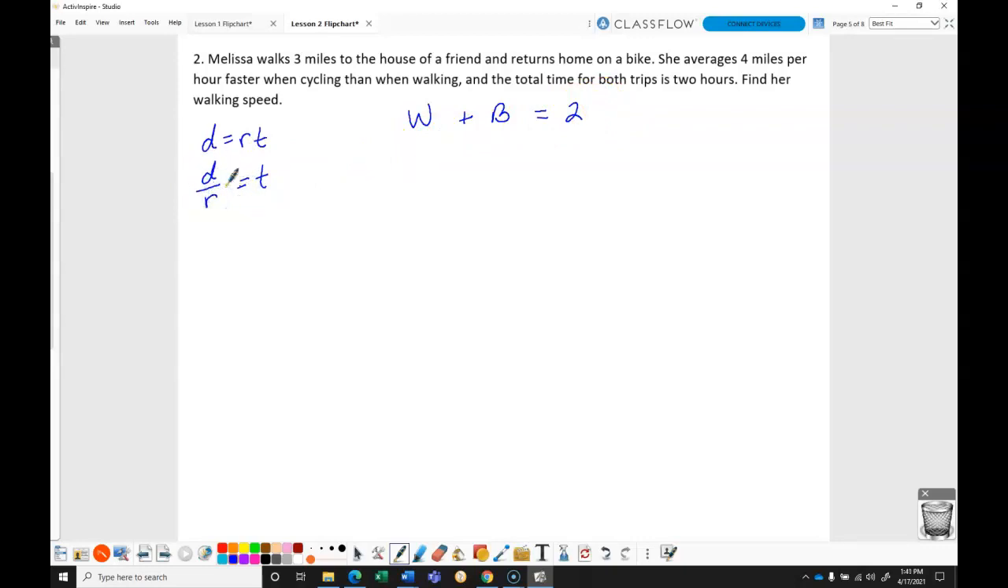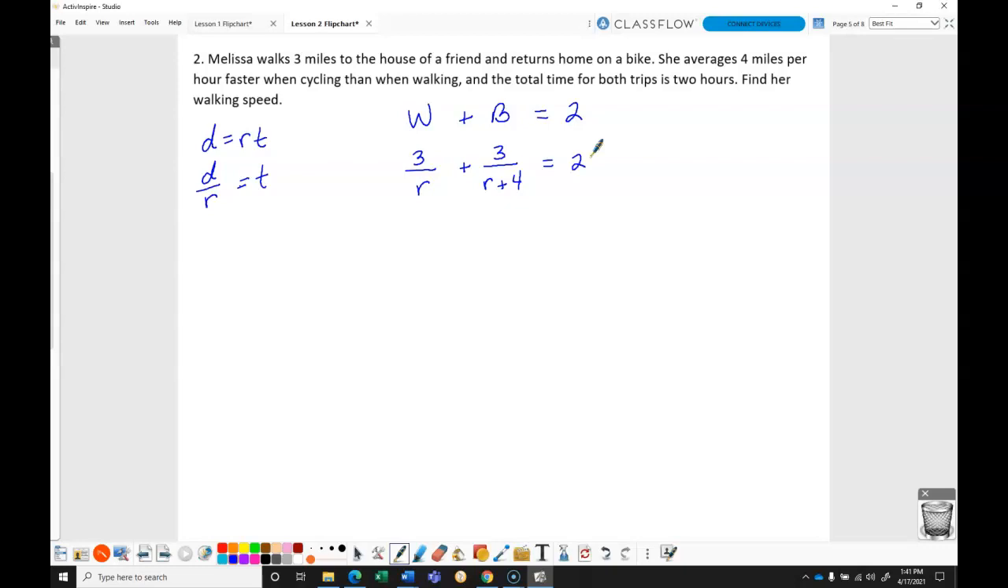Now we don't know the rate in this case, but we're going to get to that point. Okay, so for her walking, we know that she went a distance of 3 miles and at some rate. And for the biking, she went that same distance of 3 miles. Okay. But all we know about her speed for that one was that it was 4 miles an hour faster. So that would be the rate plus 4. And that whole thing should equal 2.